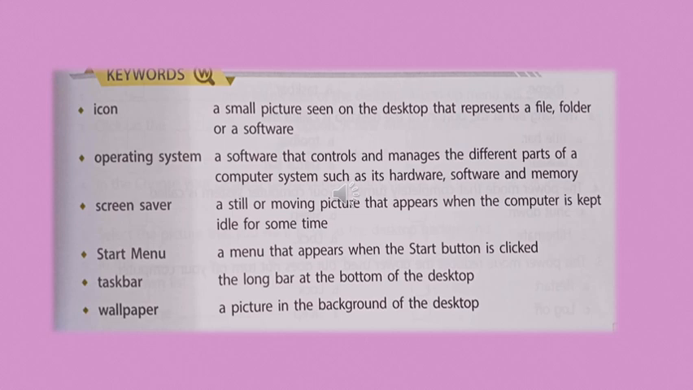See, a small picture seen on the desktop is called an icon. A software that controls and manages the different parts of a computer system, operating system. A still or moving picture that appears when the computer is kept idle for some time, screensaver. A menu that appears when the start button is clicked, start menu. The long bar at the bottom of the desktop, taskbar. A picture in the background of the desktop, wallpaper.